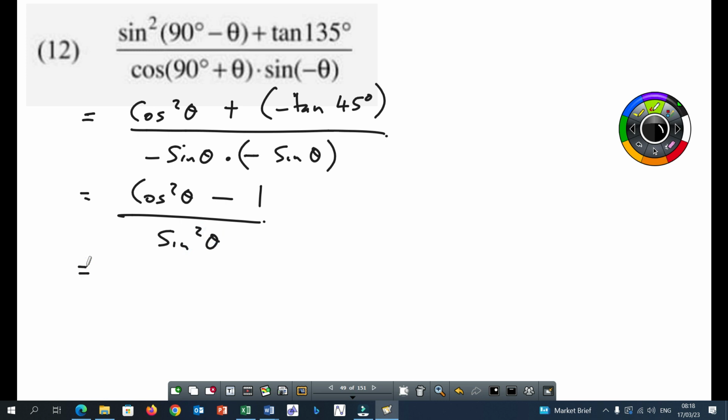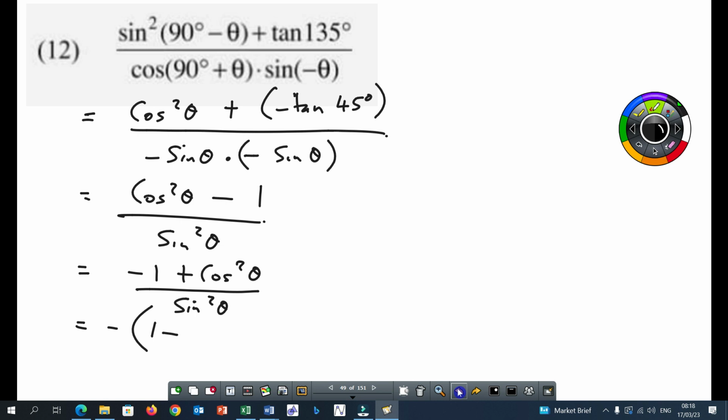Right? Now, to carry on here, we may have to apply factorization in the numerator. But before I do that, I'm going to swap the position of the cos squared with the minus 1. So we have minus 1 plus cos squared theta over sine squared theta. And this will give you 1 minus cos squared theta. I hope you are following that. You're following from here to that.